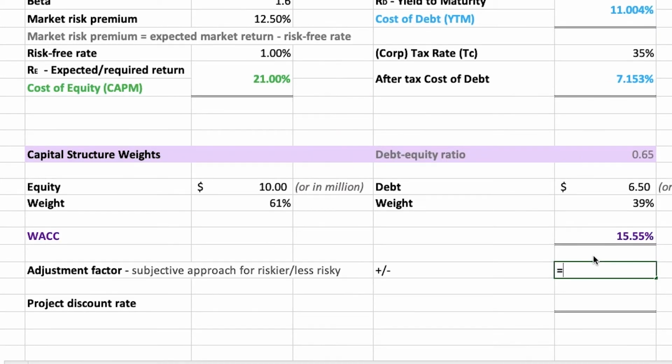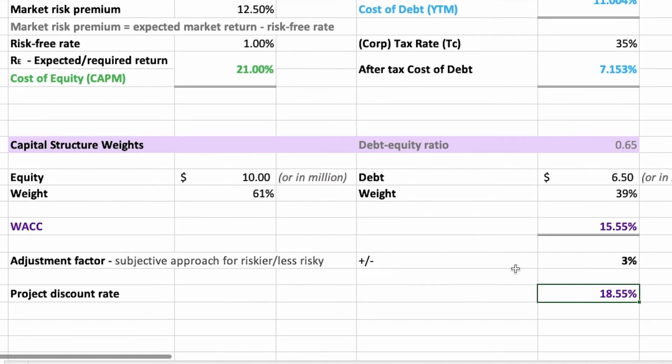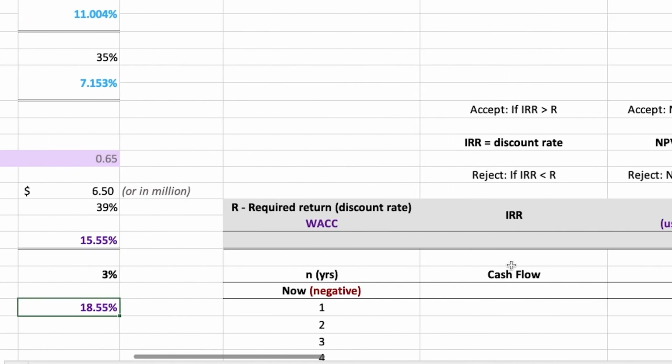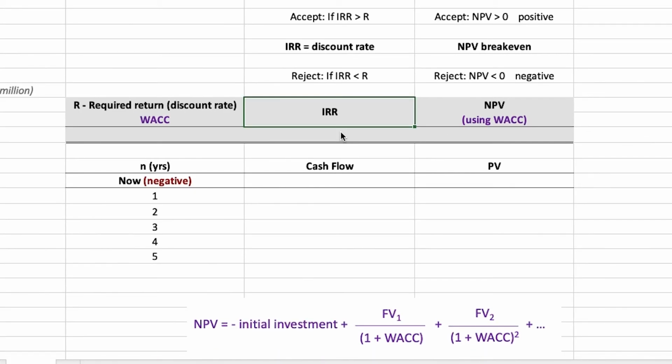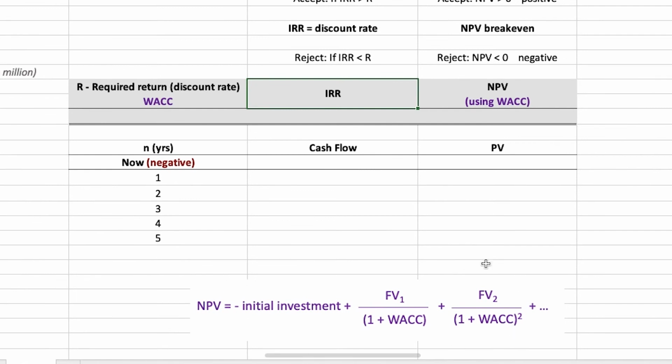So let's say that the adjustment factor is 3%. Then the project discount rate is simply the WACC we calculated plus 3%, which is 18.55. And I built this little table for you guys to calculate net present value and IRR. For IRR, you can use a simple formula from Excel, but for NPV, you need to use the formula down here, which is a little troublesome for some people.